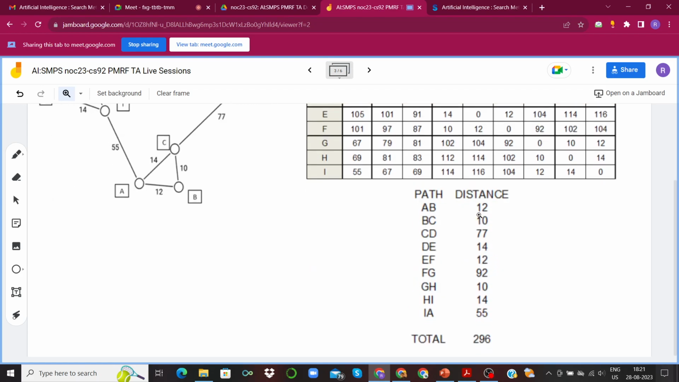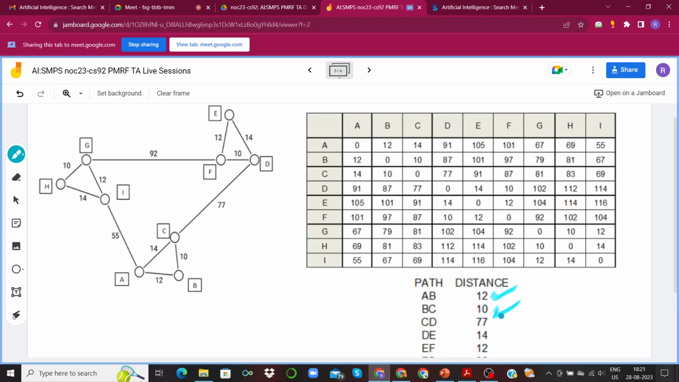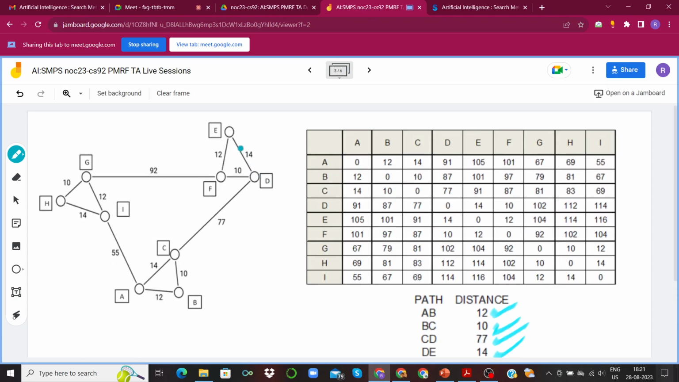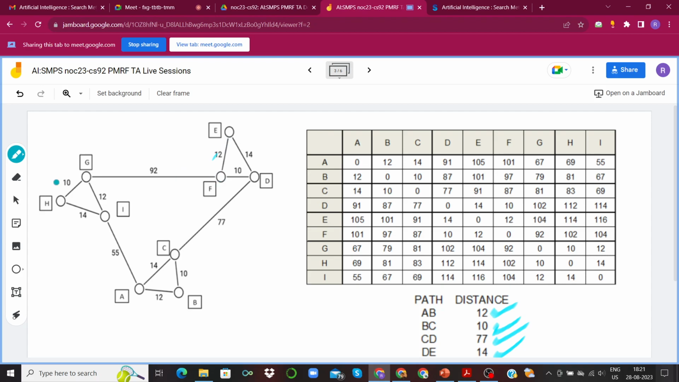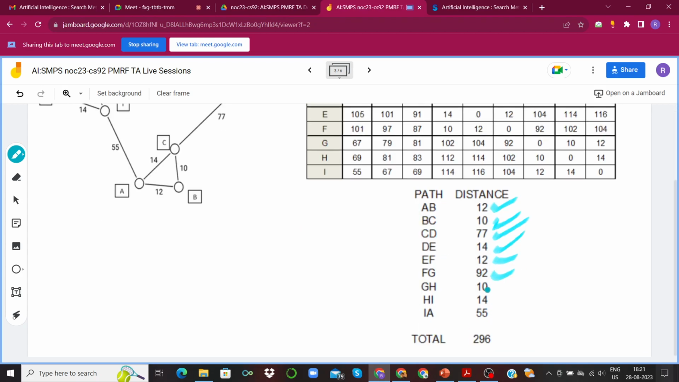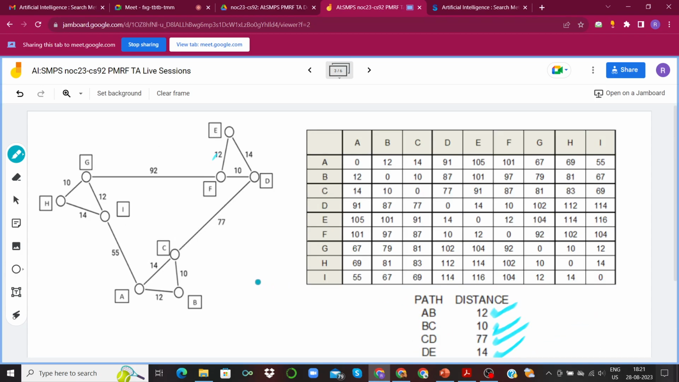Right, so if we just add up all the values that we just noted down, the first edge we took was A to B, which was of cost 12. Then we took B to C, which was of cost 10. Then we took C to D, which was of cost 77. Then we took D to E, which was of cost 14. Then we took E to F, which was of cost 12. Then F to G, which was of cost 92. Then G to H with 10, H to I with 14, and finally I to A, back to A where we started from, of cost 55. And if you sum all these up, the total cost would come up to be 296. And this is the optimal tour in this particular graph.